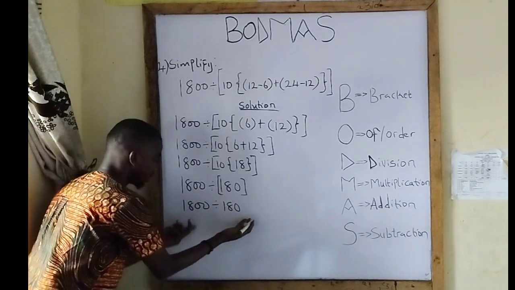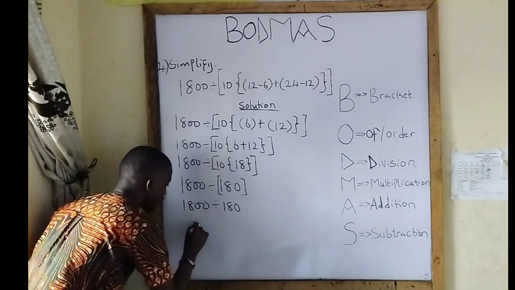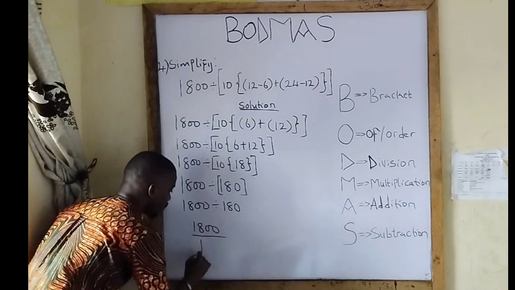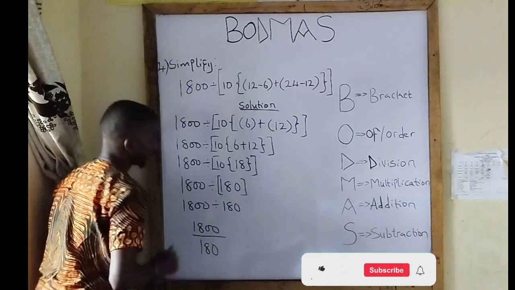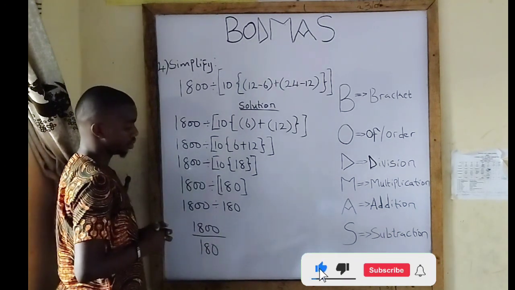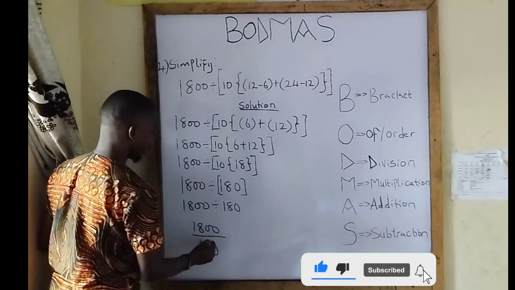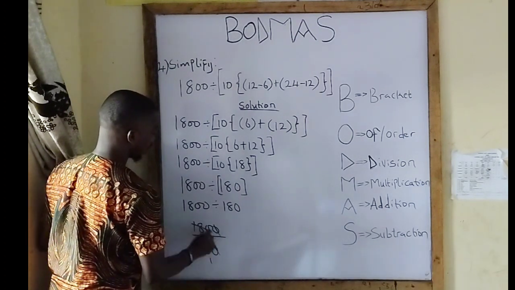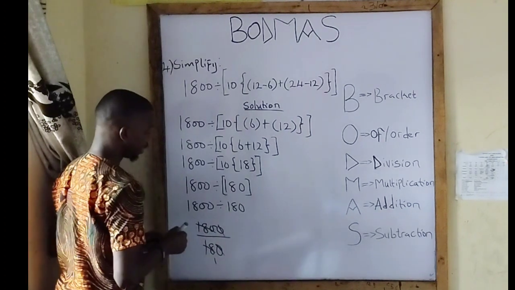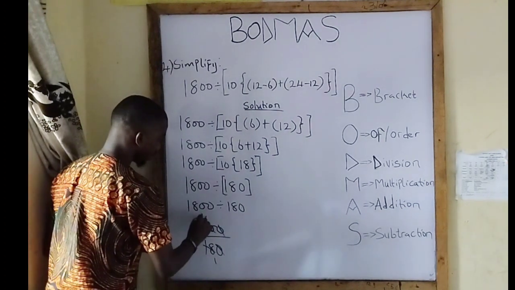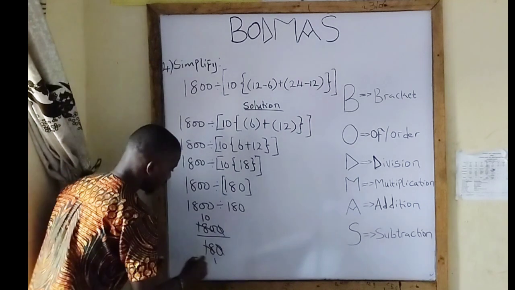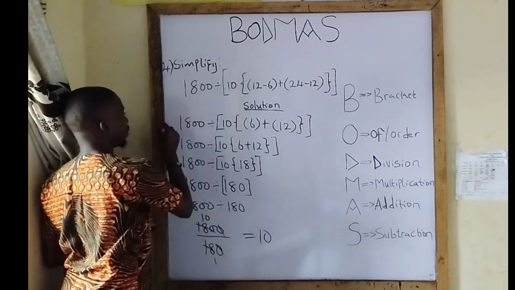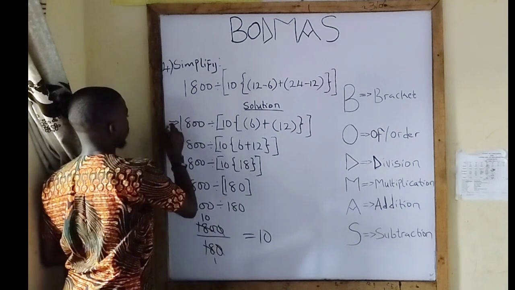If we write this in fraction form, you see we have 1800 all over 180. So the 0 cancels itself, and 18 goes into 180 ten times, so that we have equal to 10.